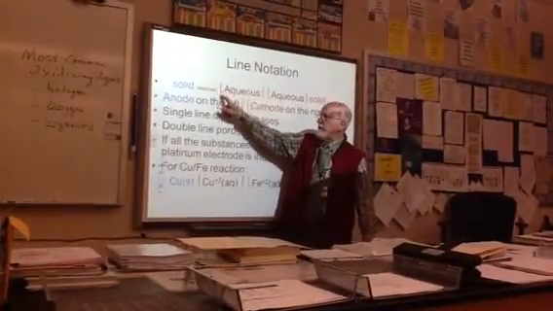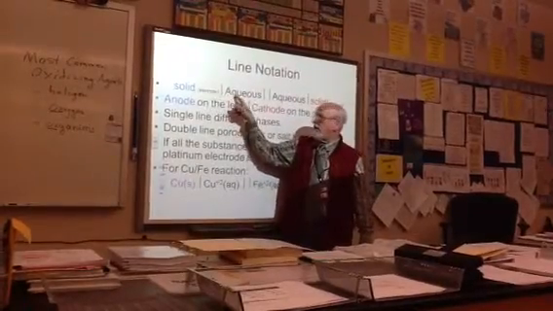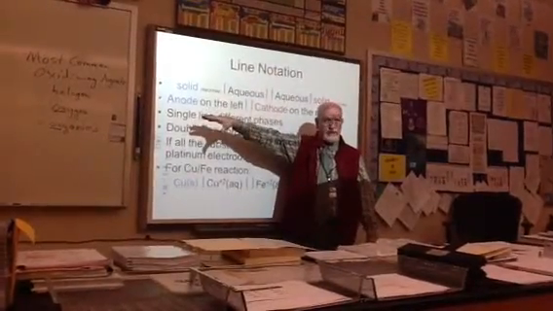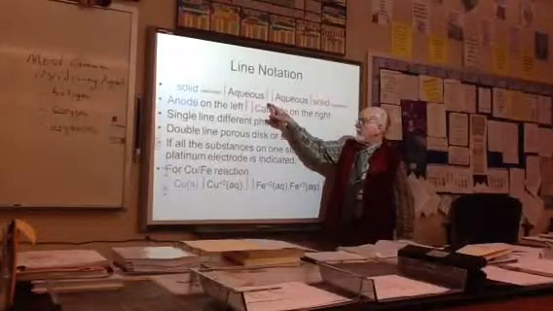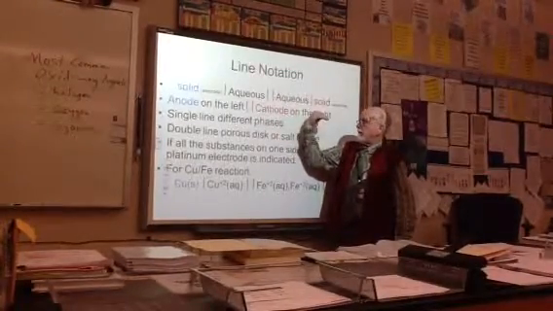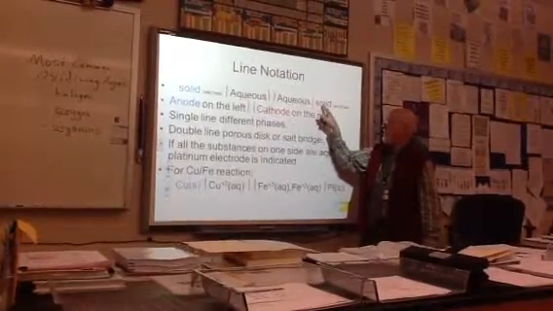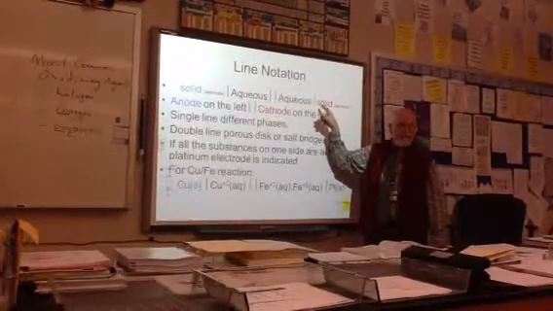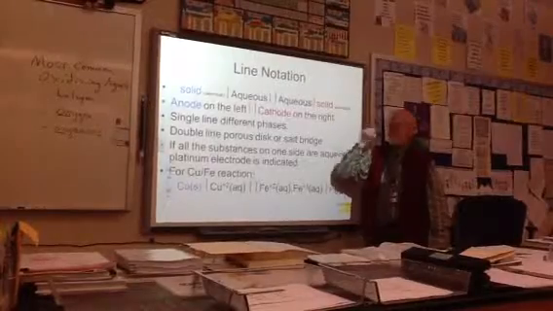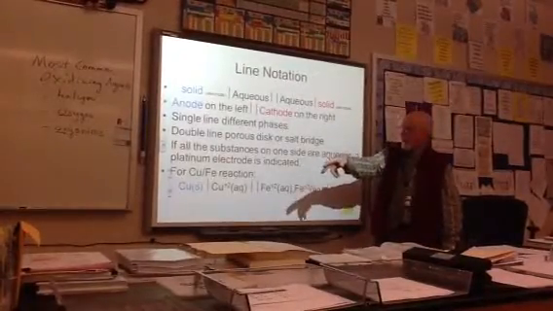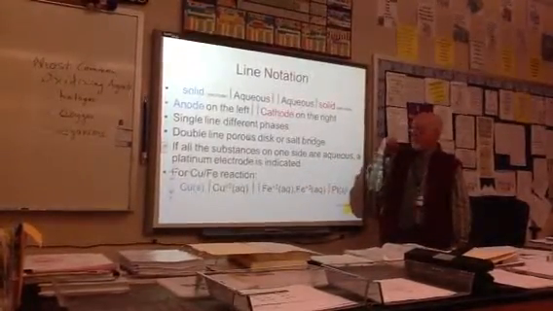This separates the phase between the solid and the liquid in the anode side. Then you have a double line, and then we're talking about the cathode side. So we have the aqueous solution in here, and then the solid, which would be the electrode for the cathode side. So anode on the left, cathode on the right.